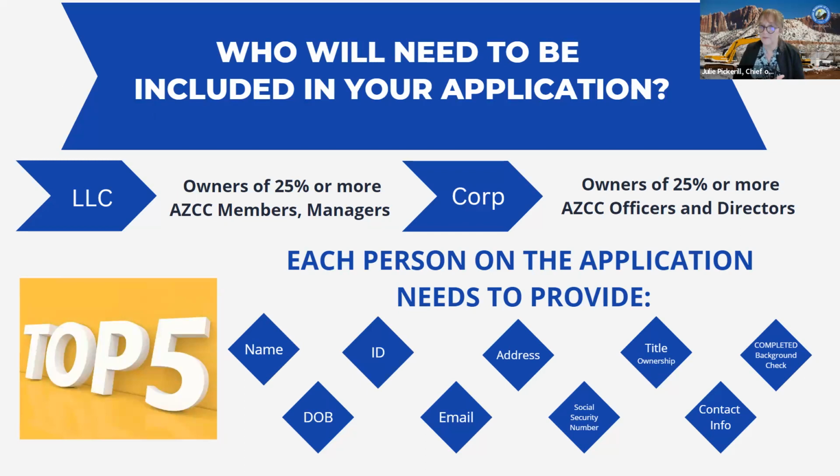We need the name as it appears on your ID. We need the ID. We need the date of birth, an address, an email, a phone number. We need what their title is. Are they an owner or an officer or a member? And then we need the completed background check and Social Security if you're a U.S. citizen.